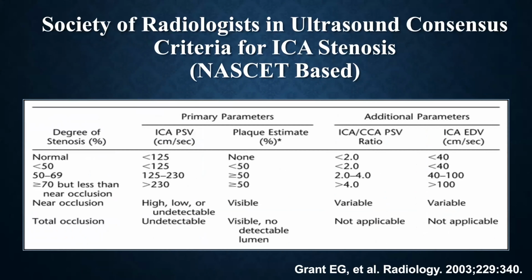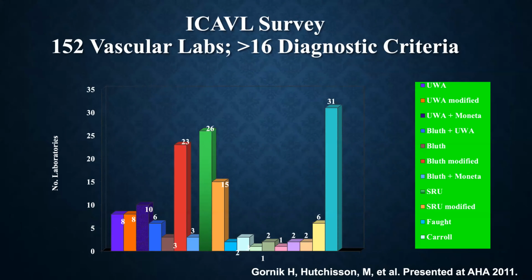And of course, then we have the Society of Radiologists in Ultrasound consensus criteria, which many radiology groups use. You can see here that we break it down into essentially 4 categories to try to classify stenosis. And we'll come back to this. Now, the ICAVL, the Intersocietal Commission for the Accreditation of Vascular Labs, did a survey trying to find out what different labs use.